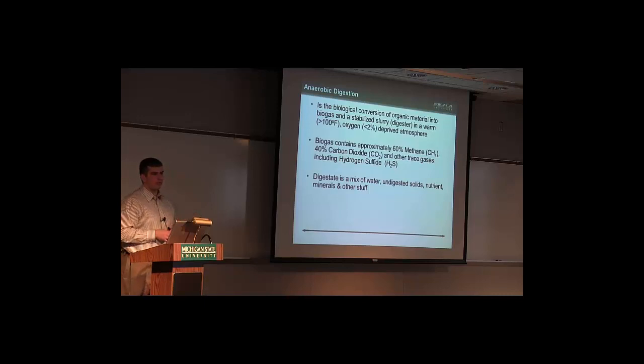Digestate is the other product that's generated, and that is a mix of water and undigested solids. It's a biological process, so it's not perfectly efficient. In fact, if we break down anywhere from 30 to 70% of the organic matter in a waste stream, we've done a good job. There's also a lot of nutrients, minerals, and other stuff mixed in there, so it is a very good fertilizer material. The problem is it's very dilute because it is typically 80% water or more. Most digesters are going to operate at about 10% solids or less, so you're looking at 90% water. So the difficulty with digestate is really the water fraction.